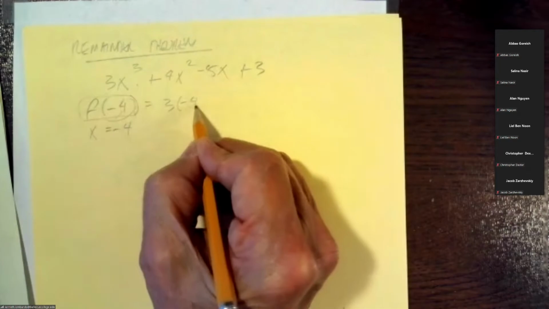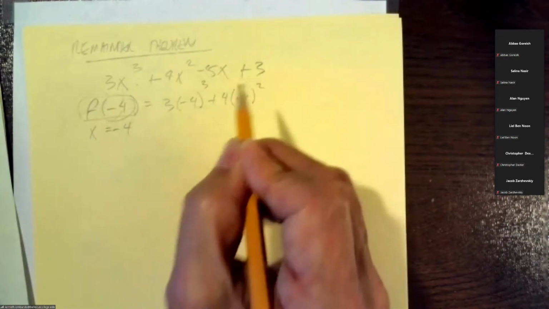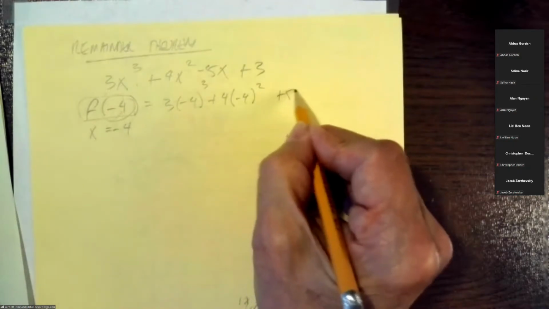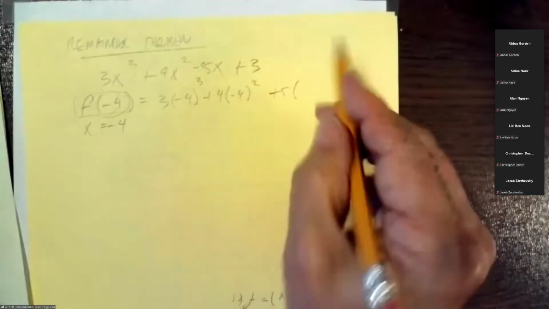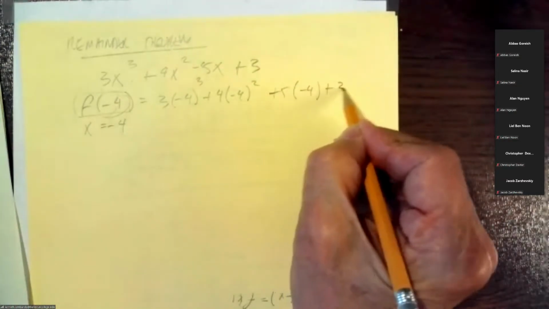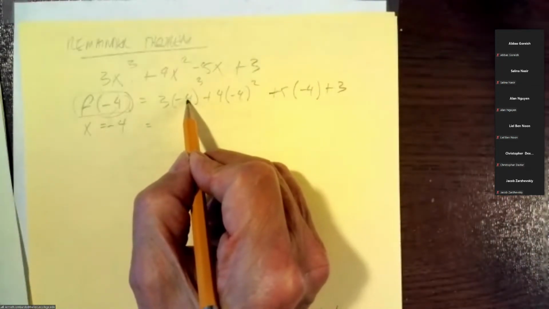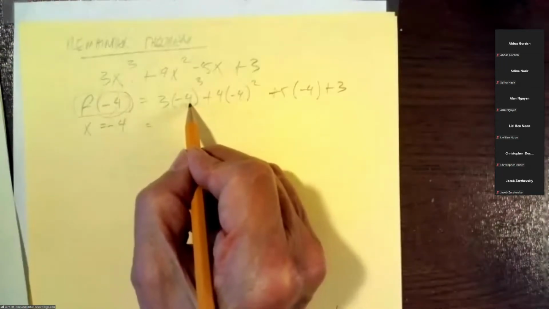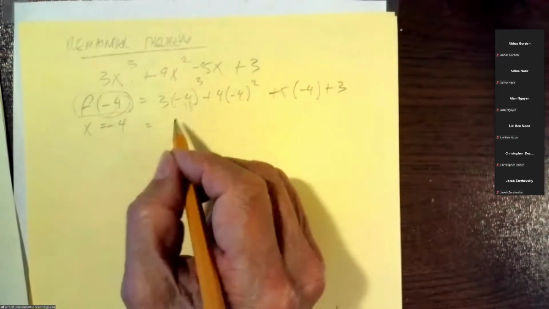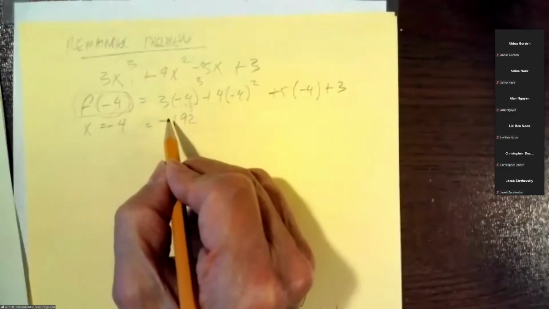So it'd be 3 times -4 cubed, plus 4 times negative 4 squared, plus negative 5 times negative 4, and plus 3. So 4 times 4 is 16 times 4 is 64 times 3. 64 and 64 is 128, and 128 plus 64 turns out to be 192, doesn't it? And that's a negative.